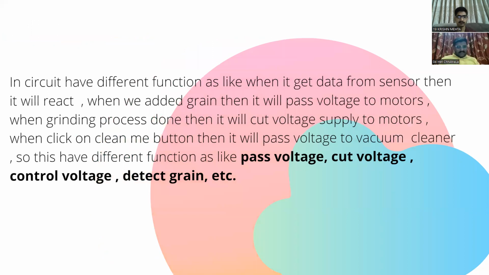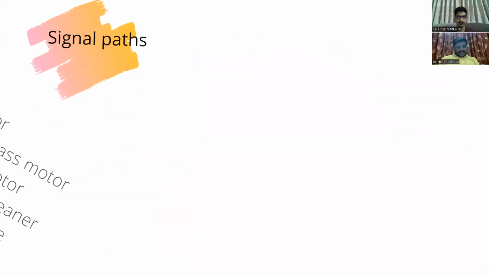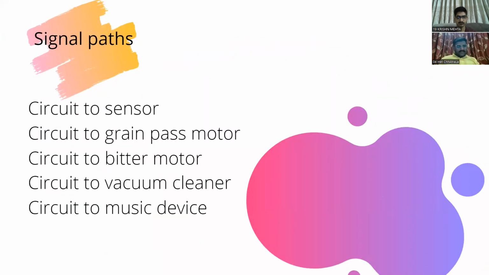So here we can see the flour mill signal path. Here we can see the different paths of the flour mill: circuit to sensor, circuit to grain pass motor, circuit to beater motor, circuit to vacuum cleaner, circuit to music device.